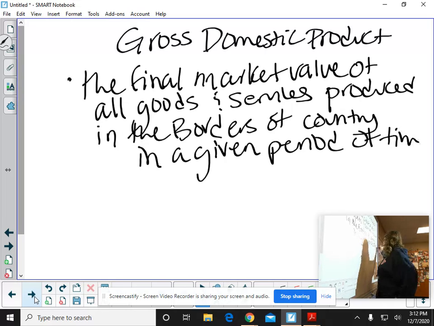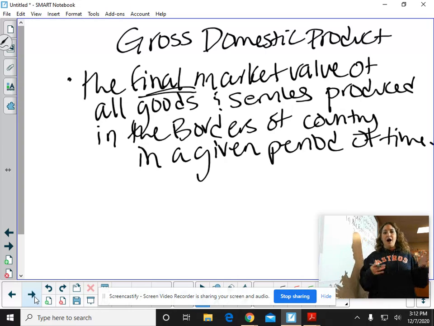Okay, so let's break down what each of these things mean. Final means no intermediary goods, so it has to be reaching the customer. Let's say that I build houses, so I work in construction, and I buy lumber. Well, I'm not the customer. I am just an intermediary producer. I'm building a house, and the house is going to a customer.